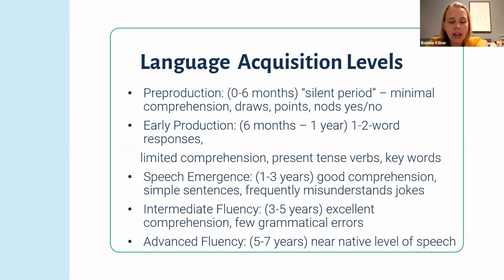The problem is they lack the academic language needed for your classroom. So they're giving you the simple sentences. Sometimes they get jokes, sometimes they don't. Their social English has come along, but they still need quite a bit of support to have academic success, okay? Levels 4 and 5, excellent comprehension, few grammatical errors, and then advanced fluency. Level 4s and 5s don't need a whole lot extra for language support. But those 3s, they're confusing because their social language has come along and you think they're fine, but they're not fine academically.